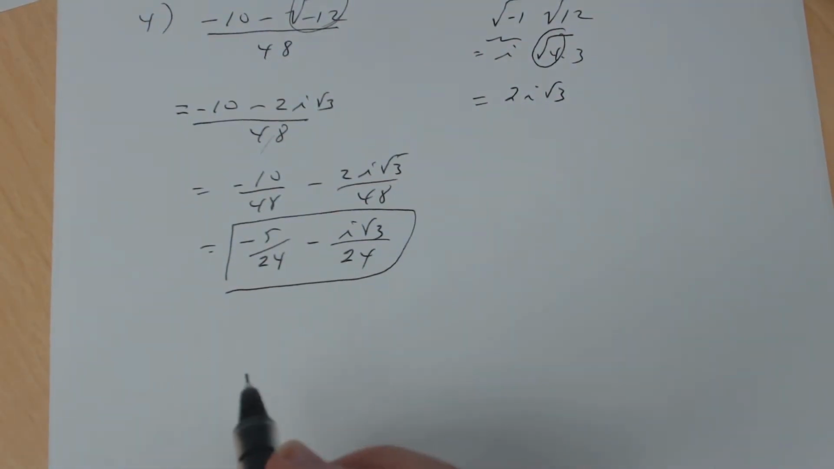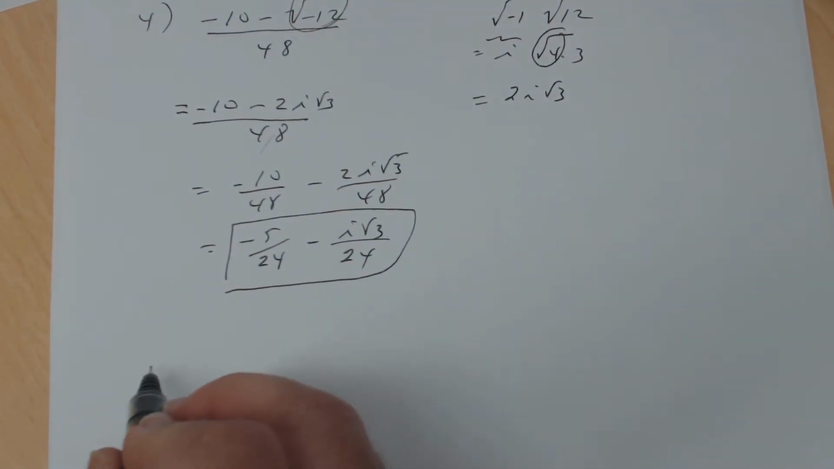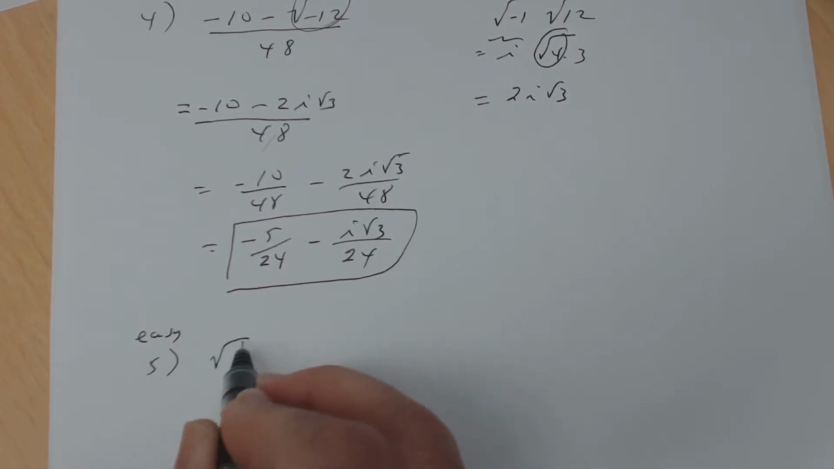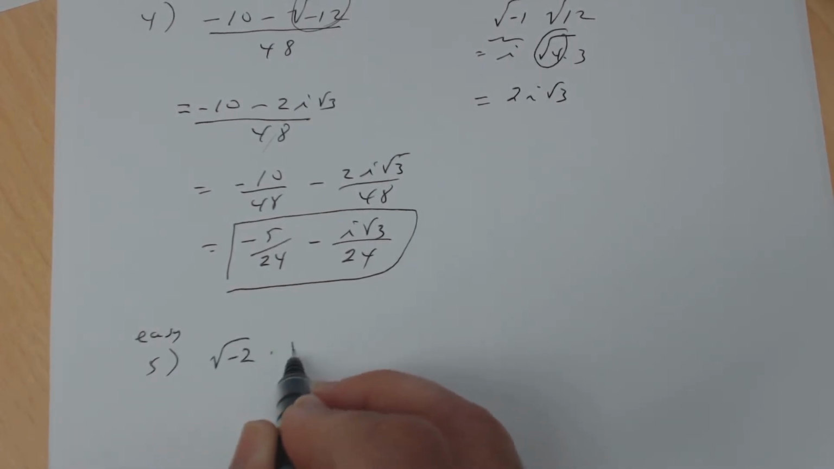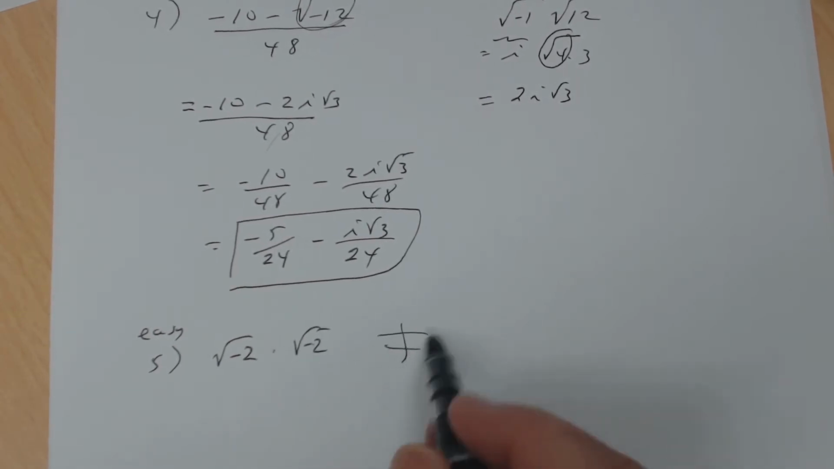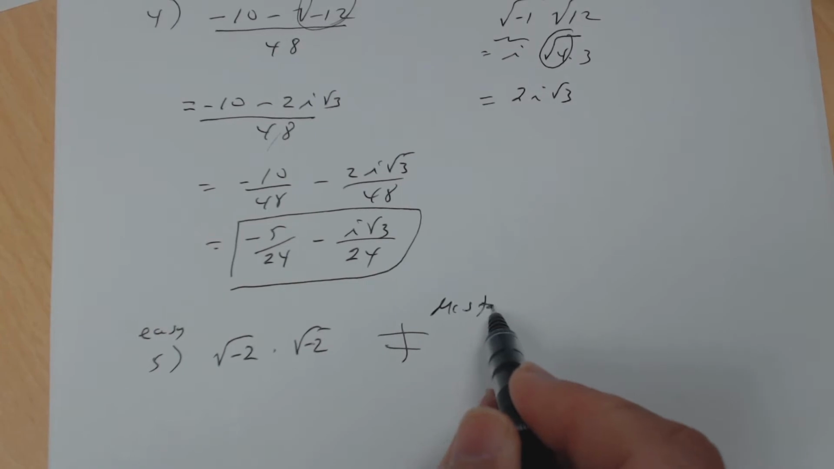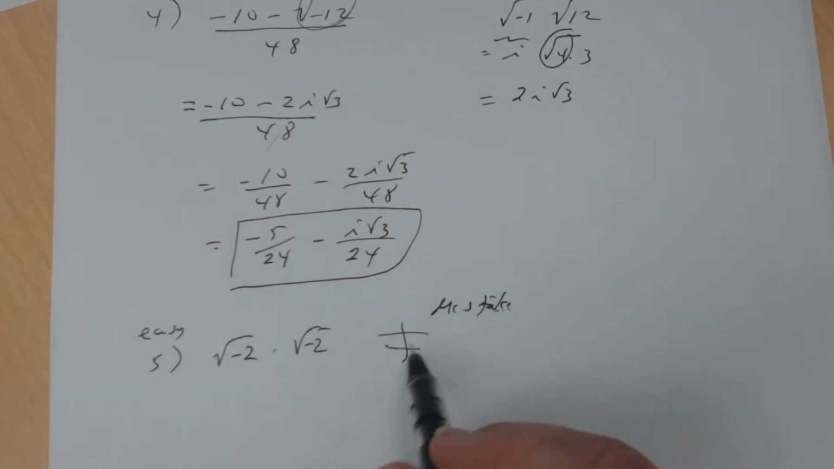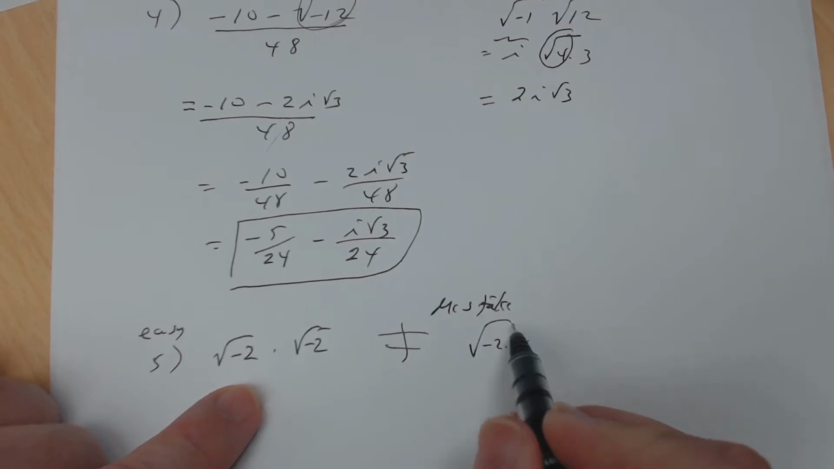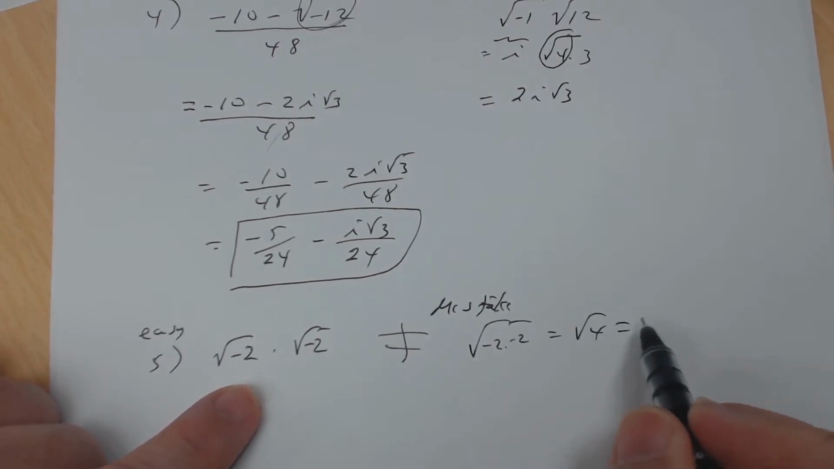All right, now let's look at this example. This will be an easy one. If you have the square root of negative 2 times the square root of negative 2, now don't make the mistake. This is wrong. This is a common mistake. It's to say, well, that's going to be the square root of negative 2 times negative 2, which is the square root of 4, which is 2.